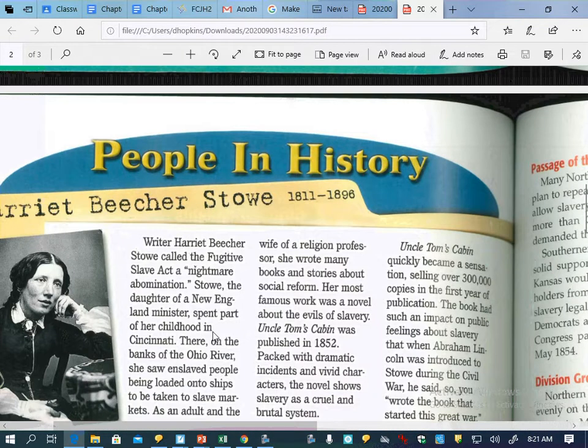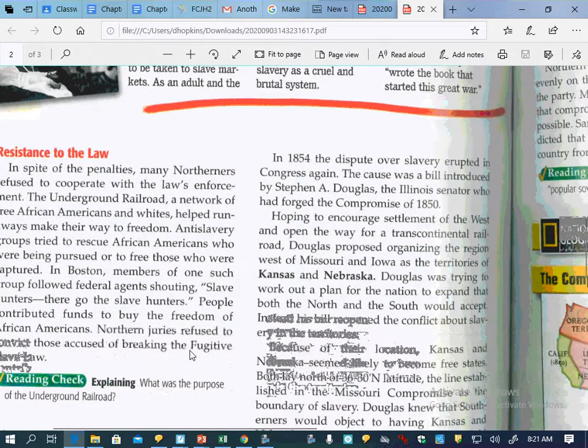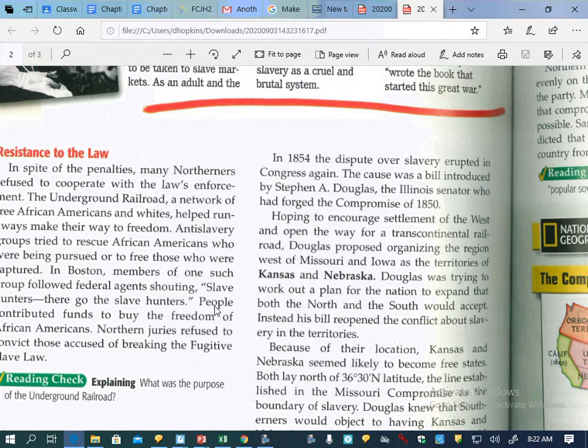We're turning the page. Resistance to the law. In spite of penalties, many Northerners refused to cooperate with the law's enforcement. The Underground Railroad, a network of free African Americans and whites, helped runaways make their way to freedom. So if you thought of the Underground Railroad like maybe I did when I first heard it, as an actual railroad or kind of like a subway, that's very inaccurate. However, these people helped them get to their freedom.